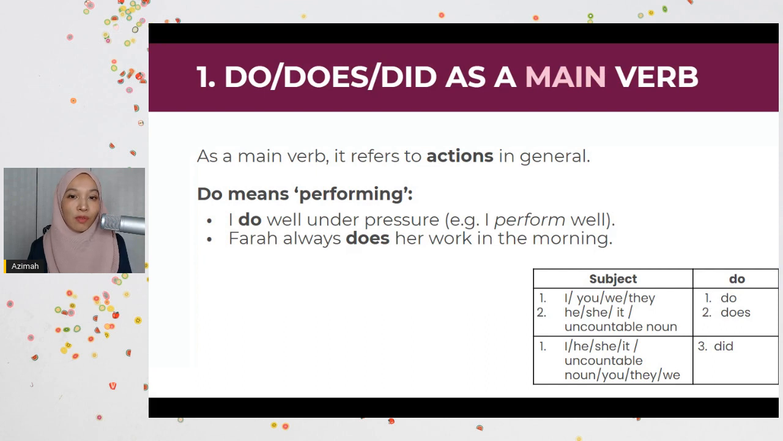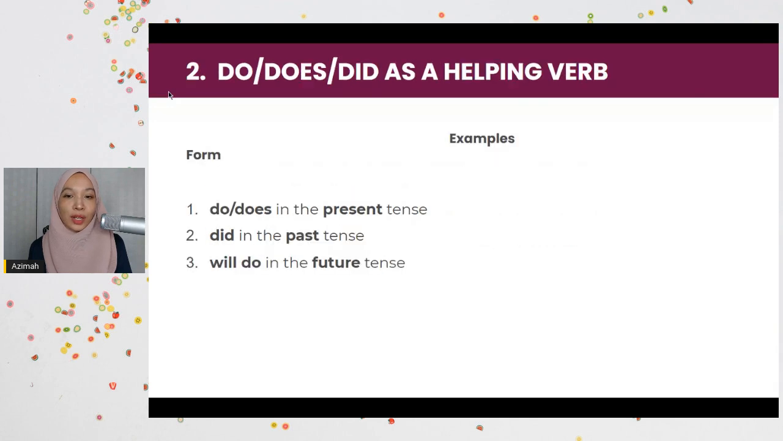Right. Do means performing. Here's another example. You did a great job. So this is used in the past tense to mean, yes, you did a great job. Well done. You did a great job. Okay. So far, so good, I hope.